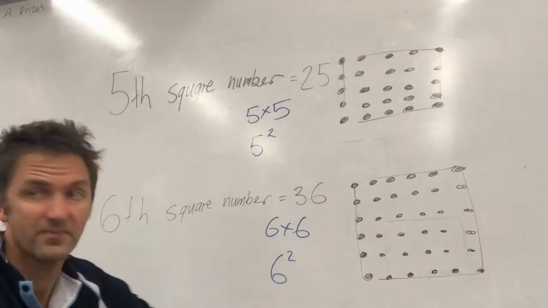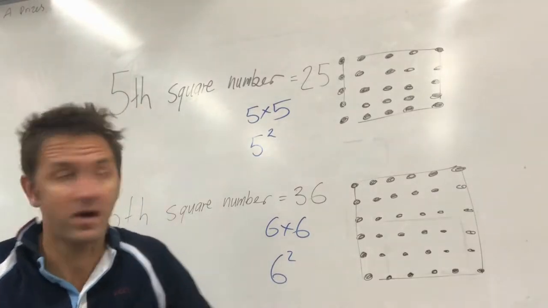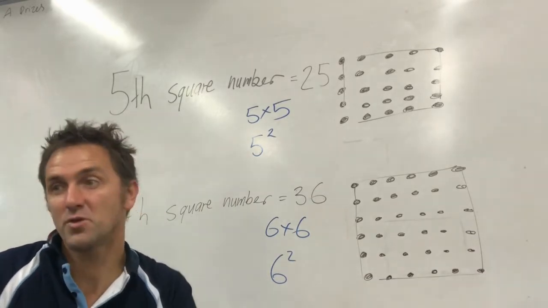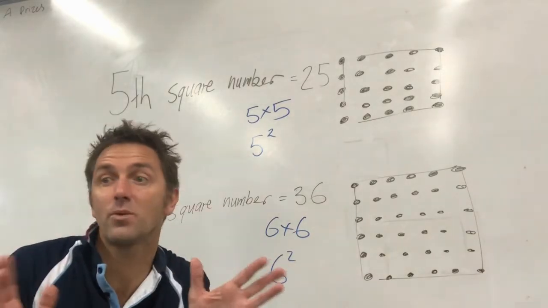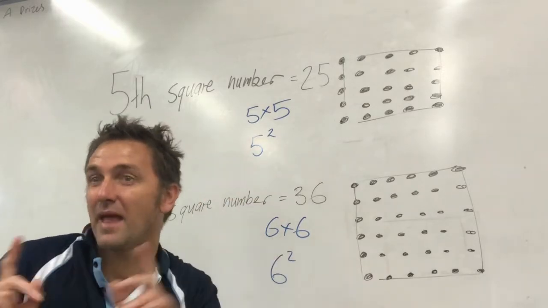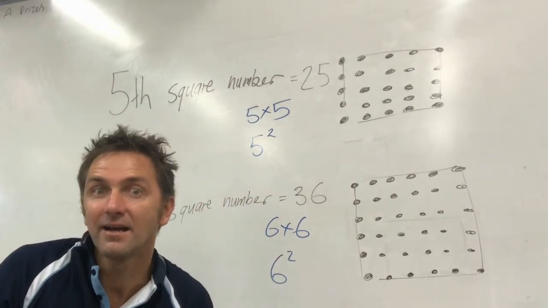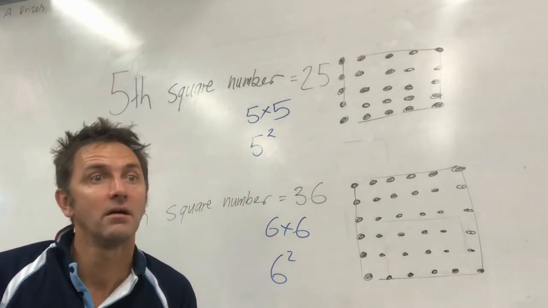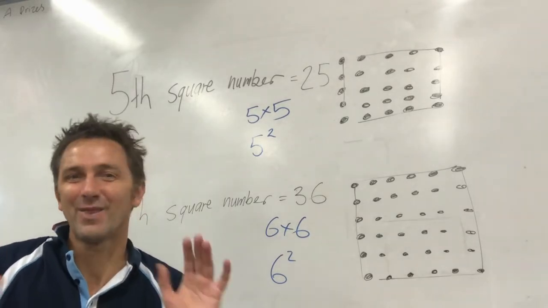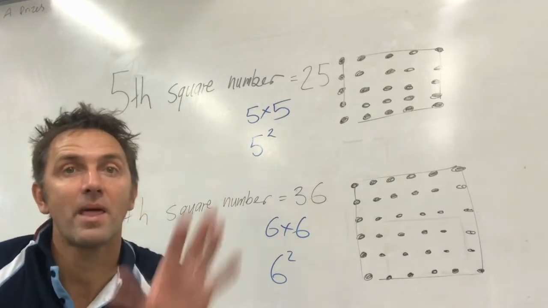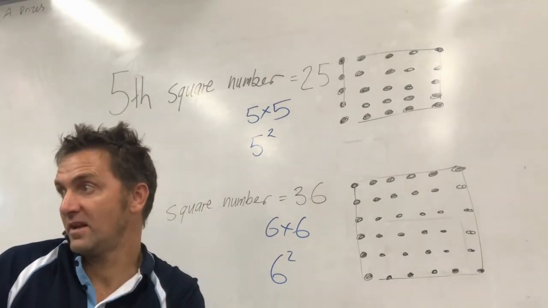We could go on forever. We could do the 7th, 8th, 9th square number. The 7th square number is 7 sevens, 49. The 8th square number is 64, 8 eights are 64. The 9th square number is 9 nines, 81. There's no last one. They go on forever, to infinity.